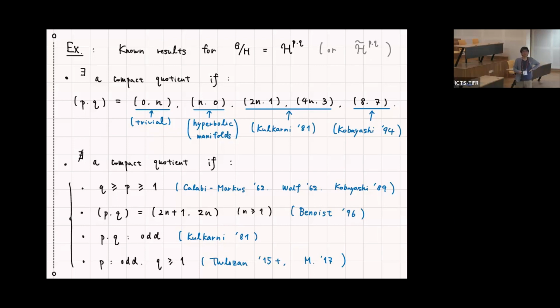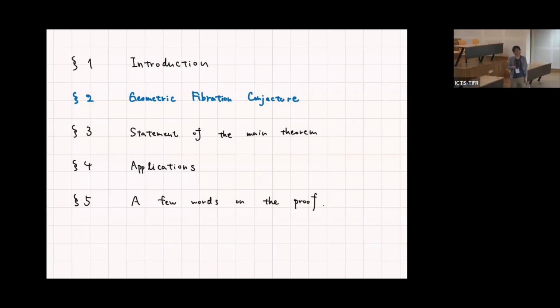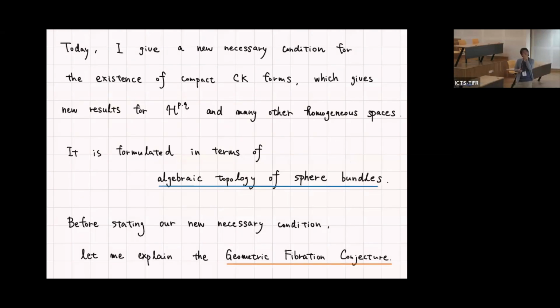Also, there are some non-existence results for different values, and this was done by Bruno, and this was done by Kulkarni, and more recently, Nicolas Tolozan and I proved some result that subsumes these cases. So it says that p should be even once you assume that q is positive. So this is a list of the examples, a list for the case of the H^{p,q}. And today I would like to give a new non-existence result, and it gives new results for H^{p,q} and many other homogeneous spaces.